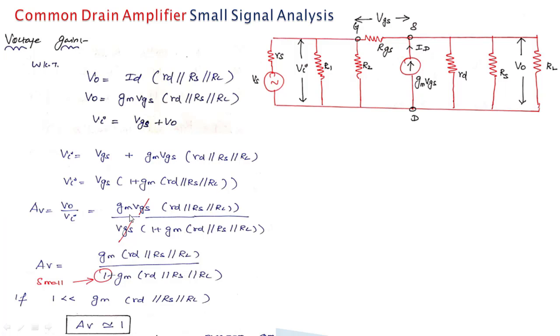When we substitute both, VGS cancels. So the numerator is Gm into the parallel of RD, RS, RL, and the denominator is 1 plus Gm into the parallel of RD, RS and RL. Generally, compared to Gm into the parallel of RD, RS, RL, this 1 will be very very small, so we can neglect it with reasonable accuracy. Then numerator and denominator are the same, which gives the voltage gain approximately equal to 1. So the common drain amplifier will not amplify the voltage, it will amplify only the current. We have discussed the input impedance, output impedance and voltage gain of the circuit.